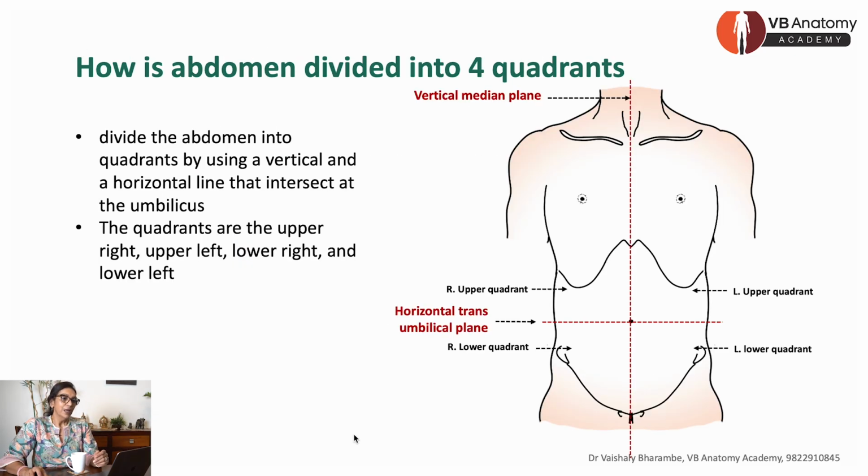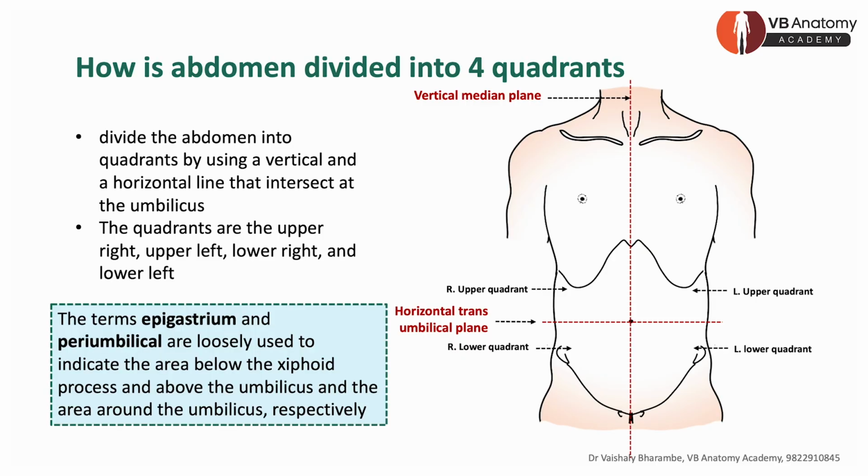Okay. Sometimes you will find abdomen being divided just into 4 quadrants. So you can have the vertical plane and a horizontal transumbilical plane dividing your abdomen into right upper quadrant, left upper quadrant, right lower quadrant, left lower quadrant. So with this, we complete part 1 of our surface anatomy for surgical precision, abdomen part 1. Okay, so now this will be followed by our surface anatomy of individual organs in the next lecture.